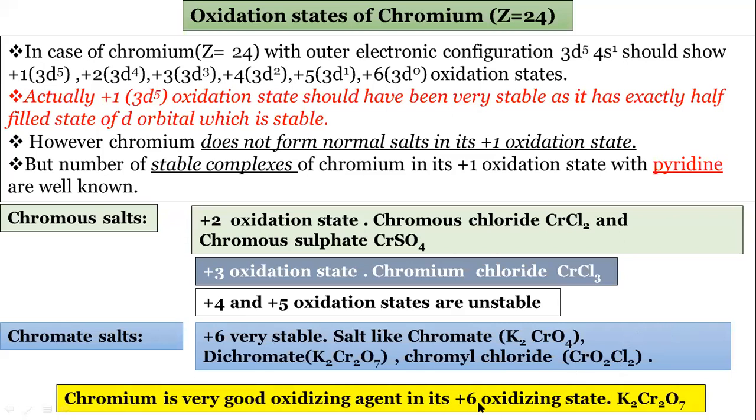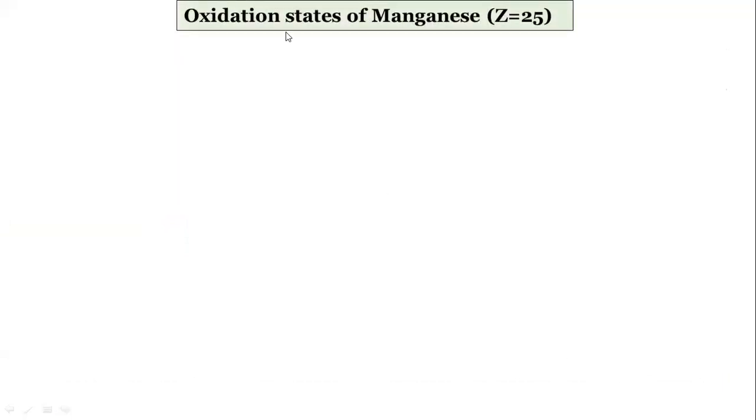So the +6 oxidation state is more stable. Chromium is a good oxidizing agent in the +6 oxidation state. You know, K2Cr2O7 is a very strong oxidizing agent. In your textbook, these oxidation states are not given.